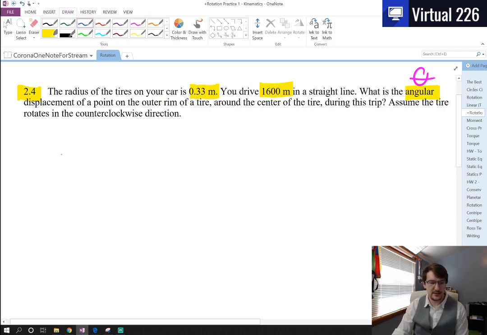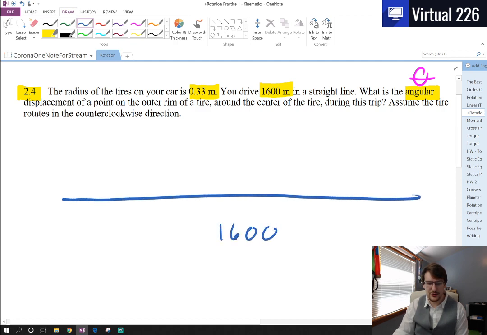So what they're basically asking us in this problem is, if I have 1,600 meters as a straight line, how many times did my car tire rotate around? If we think about this, this car tire is circular, but if I unrolled it, it would go some amount of distance. And if I unrolled it again, it would go some amount of distance. And I kept unrolling the tire over and over. How far would it go? We're basically asking, how many times would you unroll it, an angular displacement, in comparison to this linear distance here?